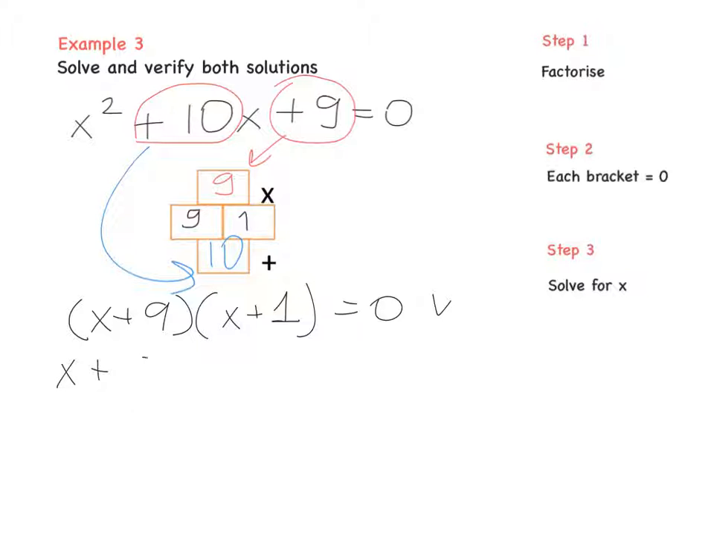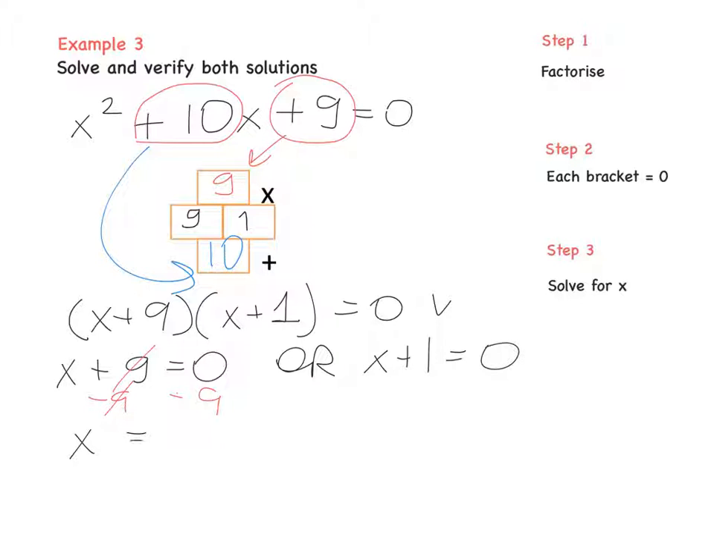The next step is each bracket equals 0. So x plus 9 equals 0, or x plus 1 equals 0. Okay, and the same, minus 9, cancel out. So x equals minus 9, or we have minus 1 and minus 1, cancel. So we have x equals minus 1, okay? And now we need to verify it, okay? So let's check how to do it.